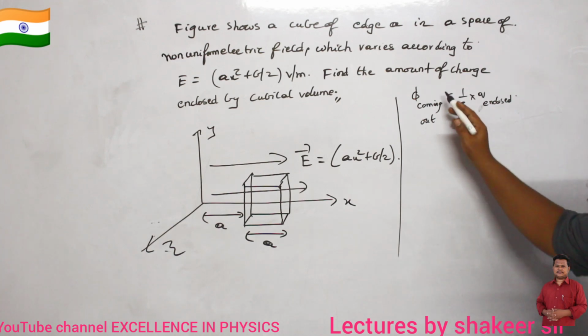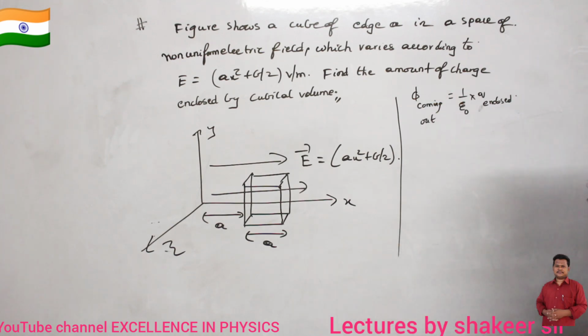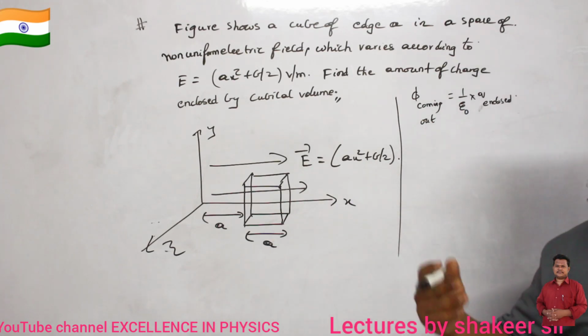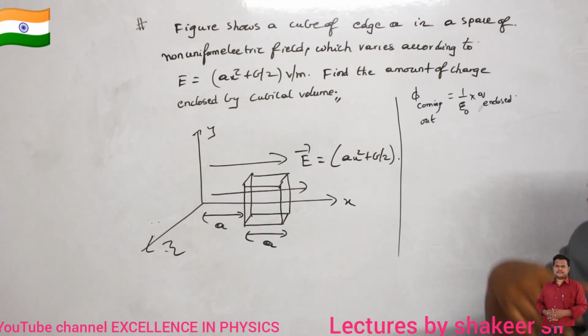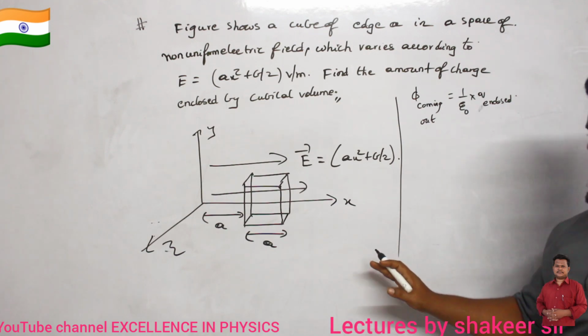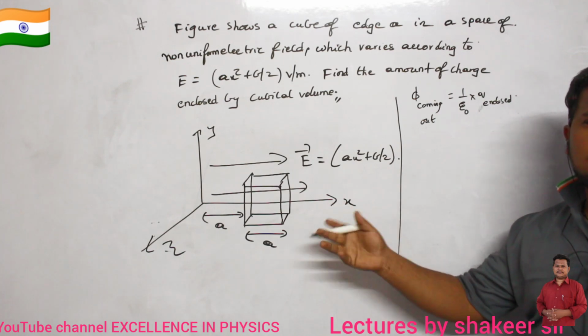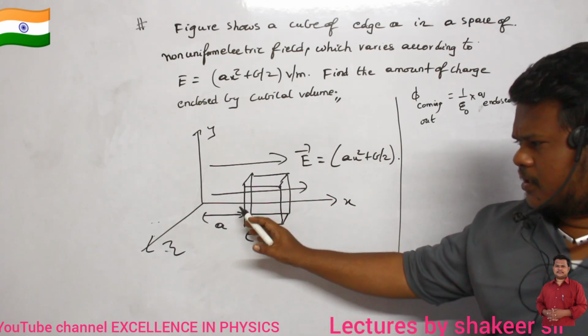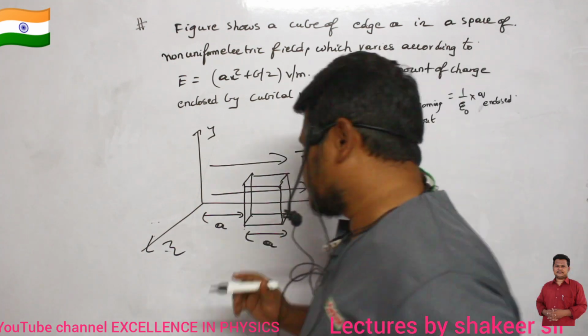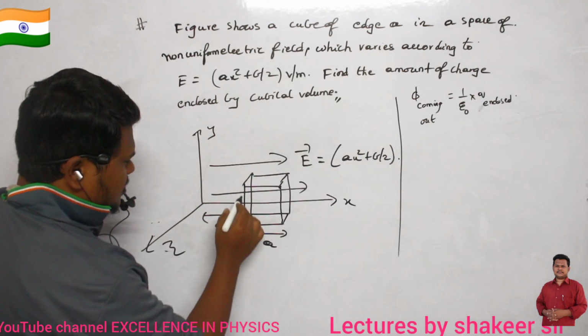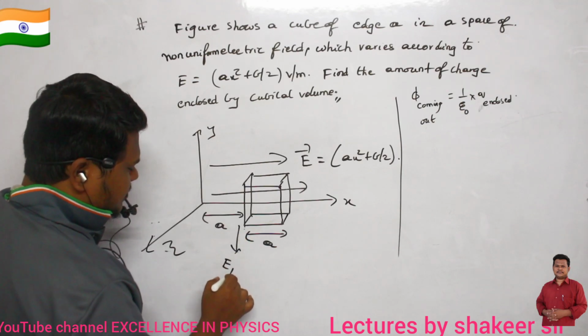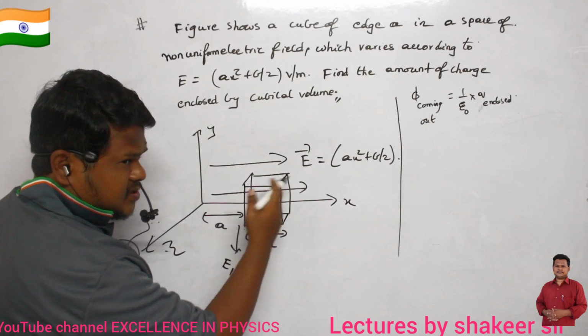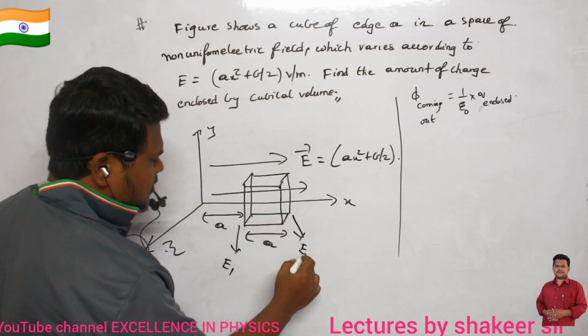So how can I calculate the flux coming out of this Gaussian surface? Flux will be entering and similarly flux will be leaving. If flux entering equals flux leaving, then the net flux will become 0. So first we have to calculate whether the total flux is 0 or not. Let the E value at the start of this cube be E1, and at the edge of the cube, where flux is leaving, let E be E2.